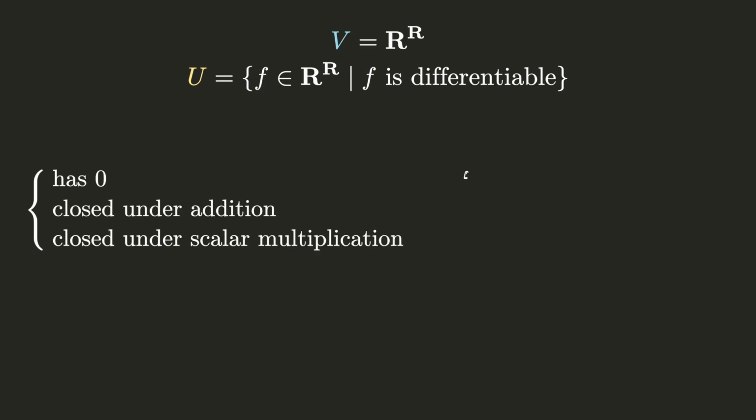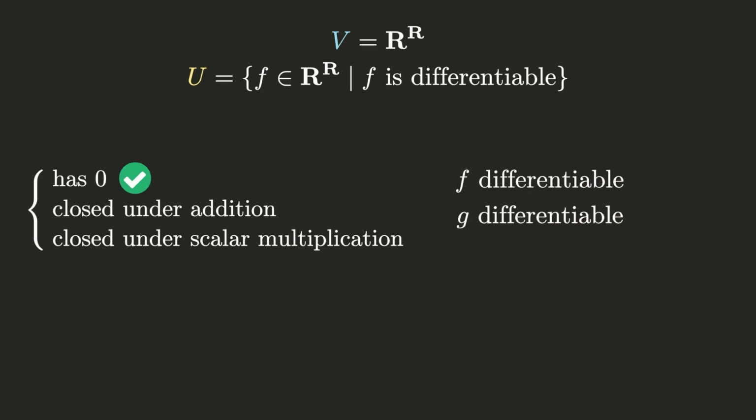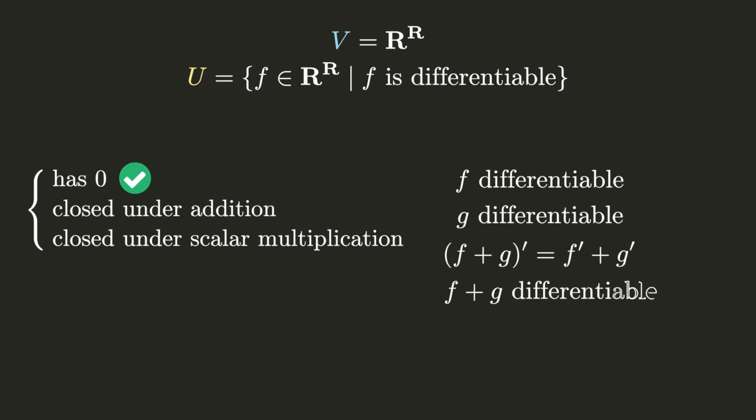First of all, we know f of x equals 0 is differentiable, and that its derivative is still 0. So clearly, the additive identity exists in U. Now let's take 2 functions f and g from U. Since f and g are both differentiable, according to basic calculus, we know that the derivative of their sum equals the sum of their derivatives respectively. So f plus g is clearly differentiable, and therefore it's in U.